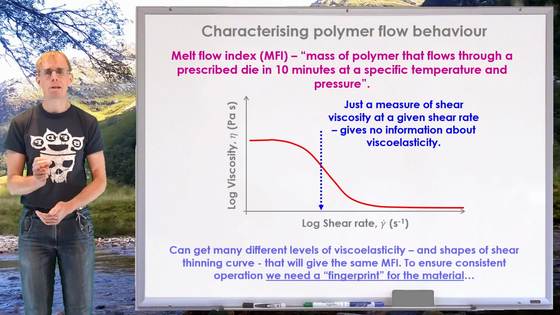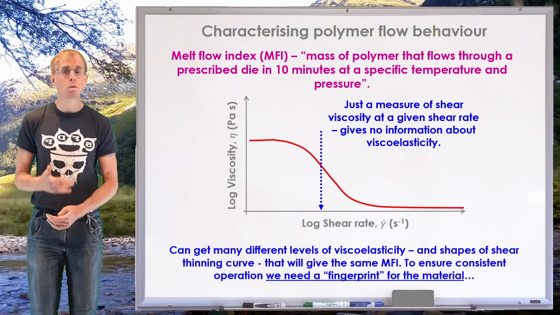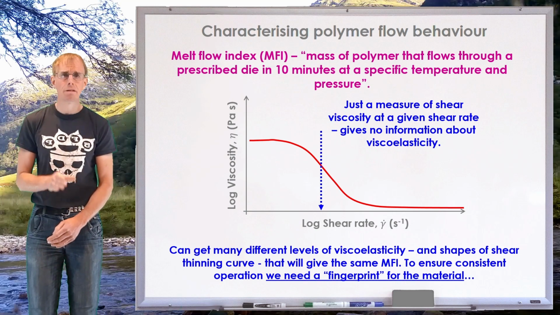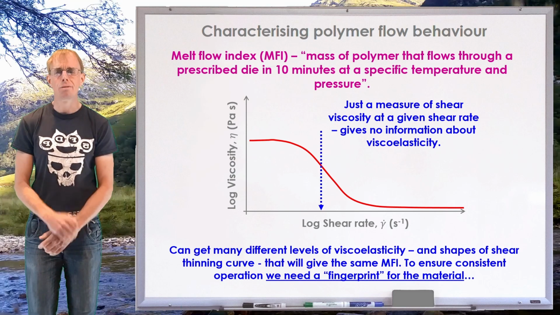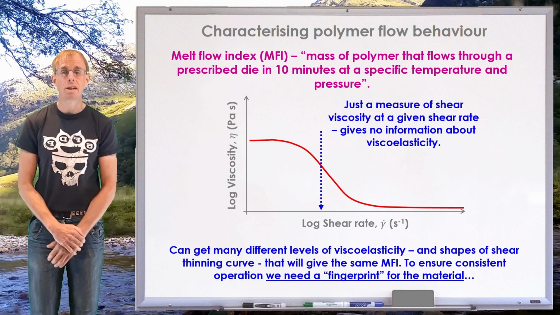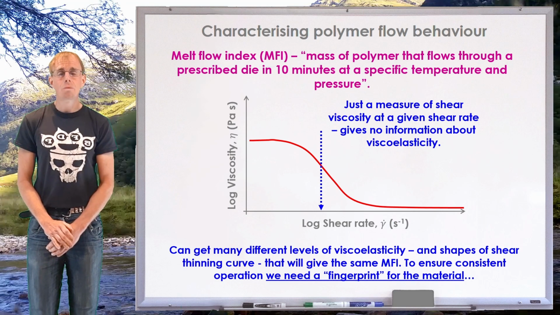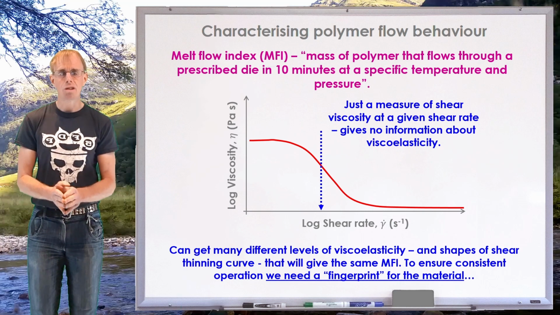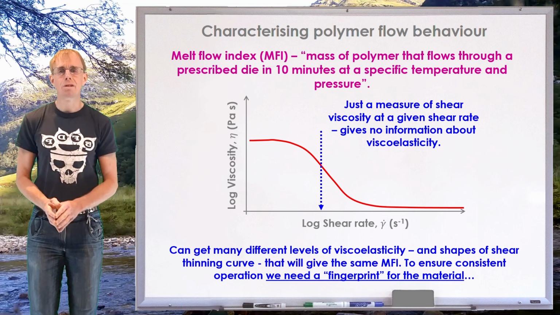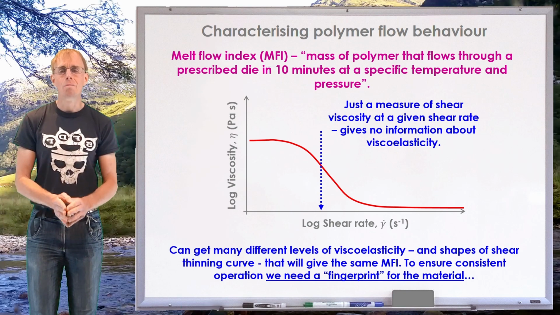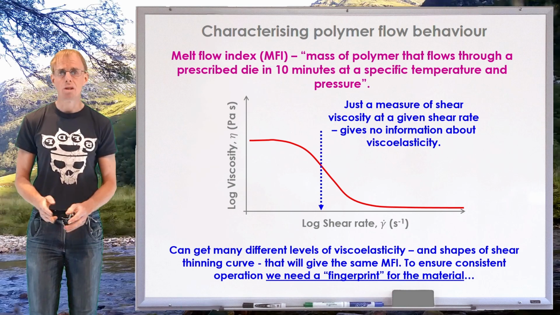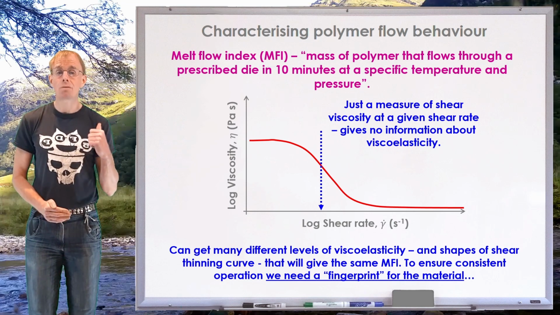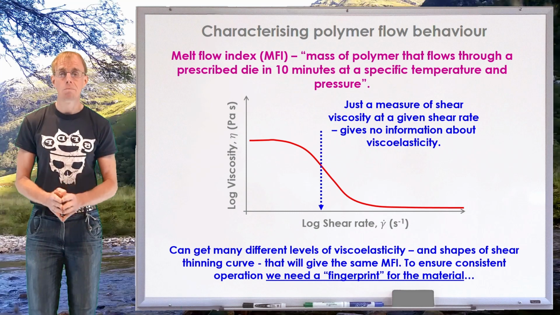It doesn't give us any information about viscoelasticity, or more broadly, any information about the nature of that shear thinning curve. So for the same melt flow index, you can get many different levels of viscoelasticity and many shapes of shear thinning curve. What people used to find in the past was that for a given melt flow index that's the same across four polymers, two polymers might process very, very well, one might process sort of all right, and the other wouldn't process at all. But they all had the same melt flow index, because the melt flow index is only giving you a very small part of the picture of the polymeric behaviour.